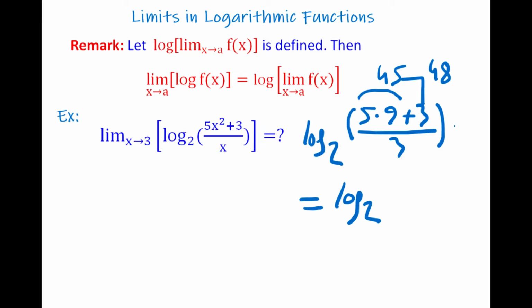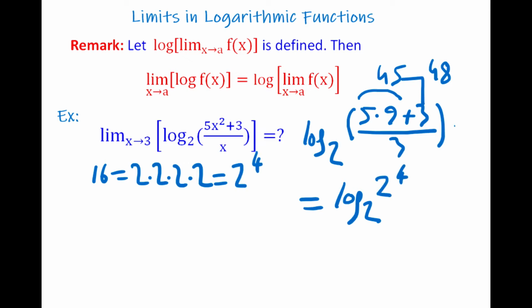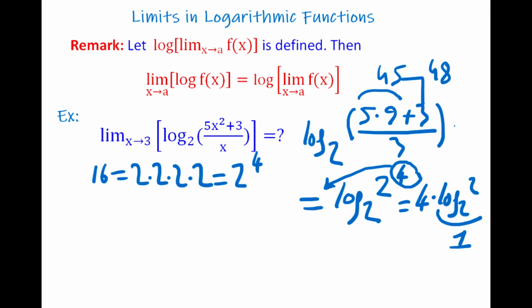So the inside is 16, and 16 can be written as, let me write it here, 16 is 2 times 2 times 2 times 2. So this is equal to 2 to the power of 4. So I'm going to put here just 2 to the power of 4, and that 4 can come in front of the logarithm, which is going to make the whole result 4 times logarithm in base 2 of 2. So this is 1. So the result is 4 times 1, which is 4. And let's continue with the next example.